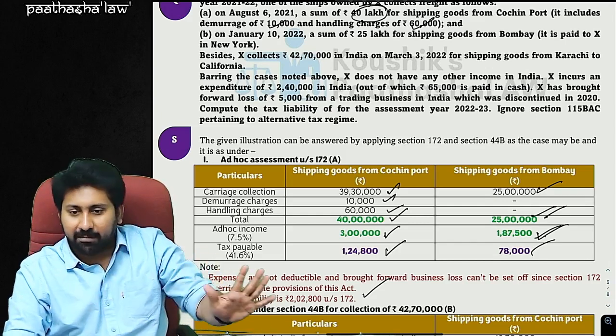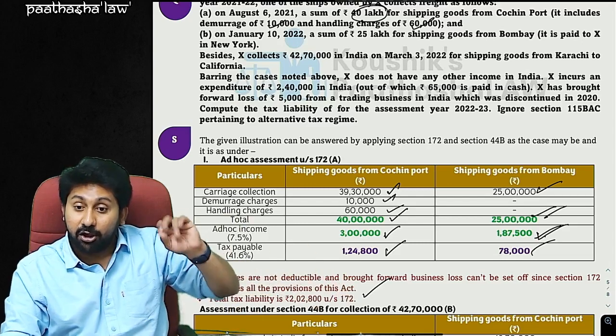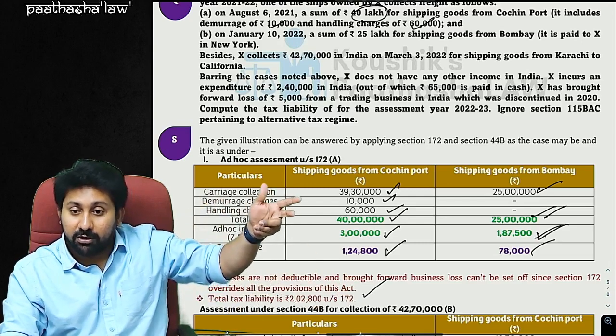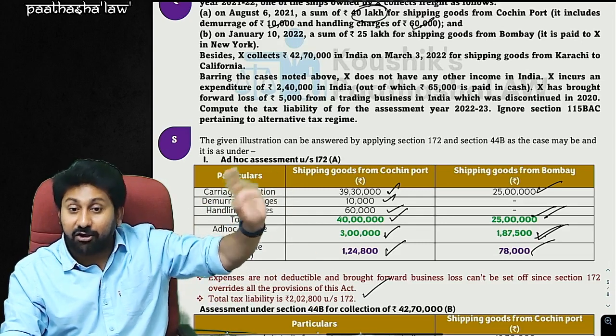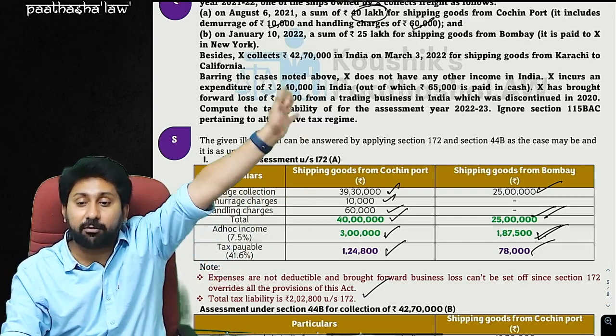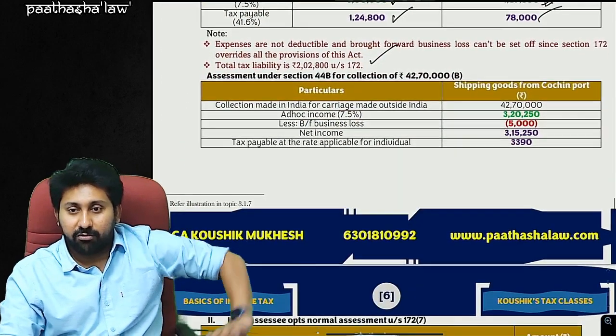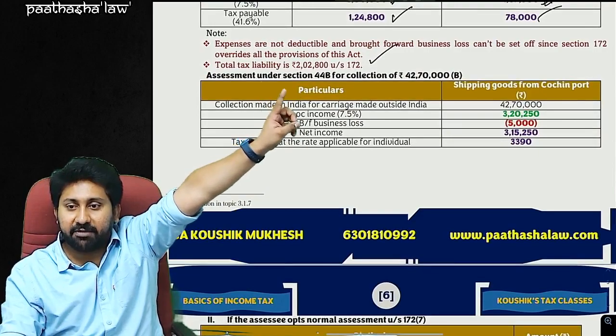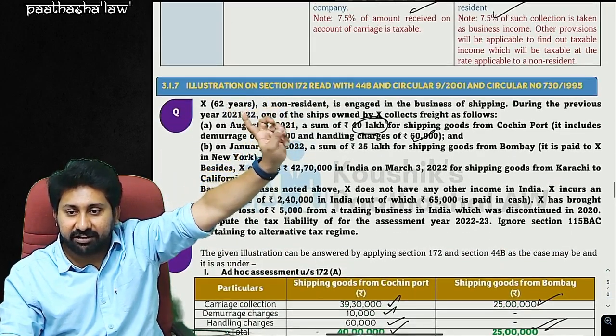Done. 1 year completed. Assessment year came. Now you have other sources of income also. For that you want to set off. Can I set off here? You cannot set off because it overrides all the provisions of income tax. So assessment under 44B for collection of 42,70,000.